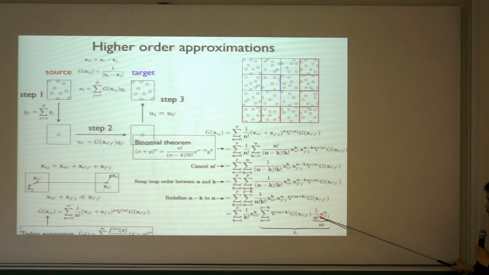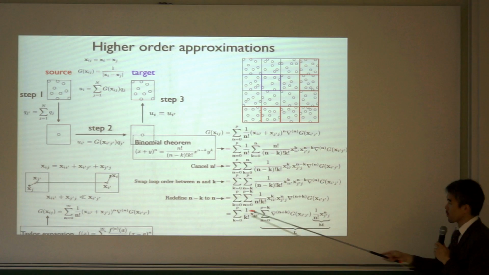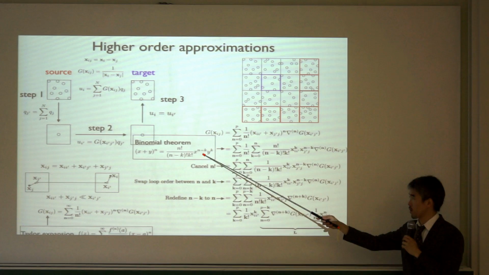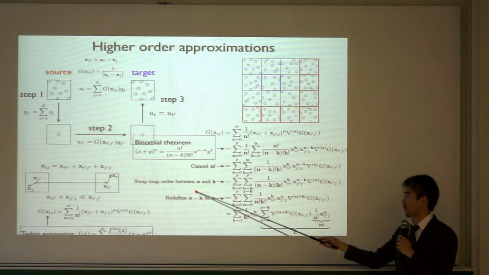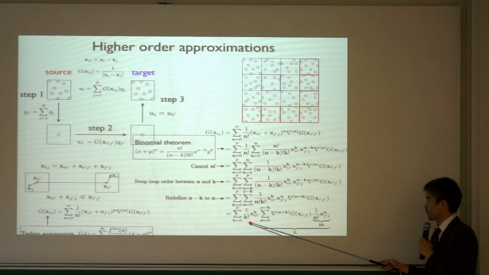Now, if everyone agrees that this has turned into this with very simple mathematical manipulation, no advanced math involved here, just the binomial theorem, canceling, and redefining variables, then very basic undergraduate level math can give you this equation here.